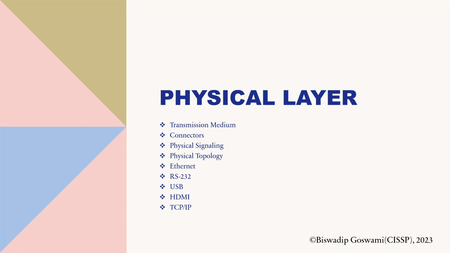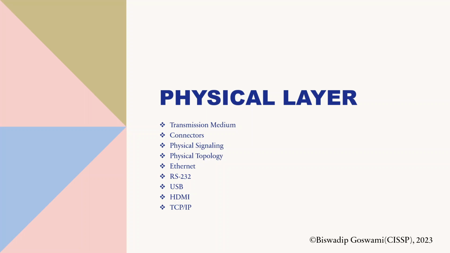Transmission medium. The transmission medium is the physical pathway that carries the data from one device to another. It can be a wired medium, such as copper or fiber optic cable, or a wireless medium, such as radio waves or infrared signals. Connectors. The connectors are physical interfaces that connect the transmission medium to the network devices, such as computers, switches, and routers. Examples of connectors include RJ45 jacks, fiber optic connectors, and BNC connectors.